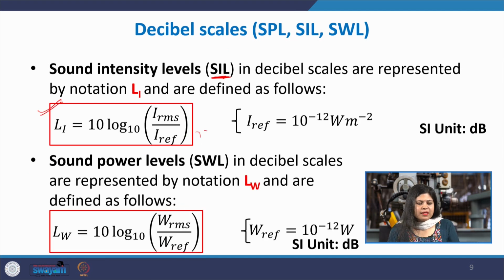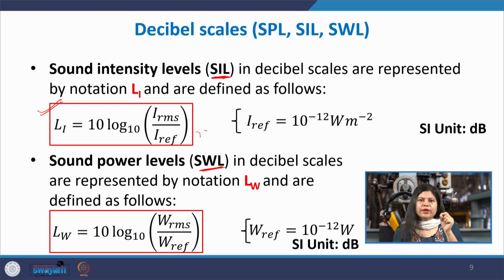Now, there is something called sound power level. Here I would like to recall what I told you in some of the previous lectures: the intensity level or the pressure of the sound, especially if it is a spherical wave front or a cylindrical wave front, is dependent on the point of measurement.